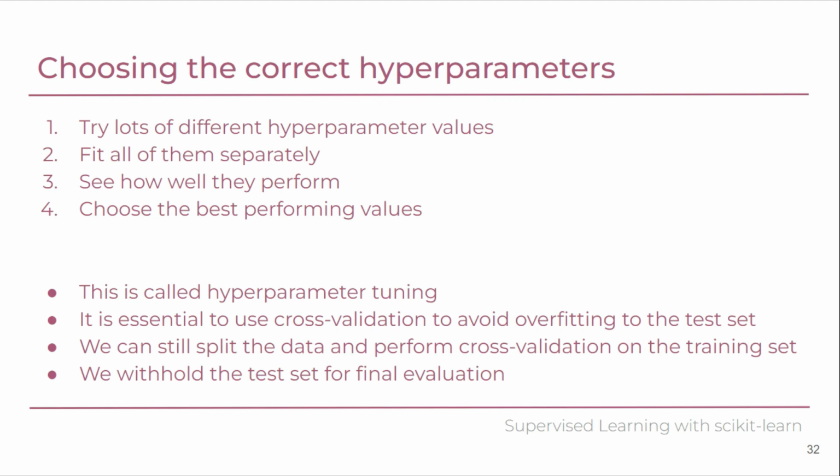We can try lots of different values, fit all of them separately, see how well they perform, and choose the best values. This is called hyperparameter tuning. When fitting different hyperparameter values, we use cross-validation to avoid overfitting the hyperparameters to the test set. We can still split the data, but perform cross-validation on the training set. We withhold the test set and use it for evaluating the tuned model.